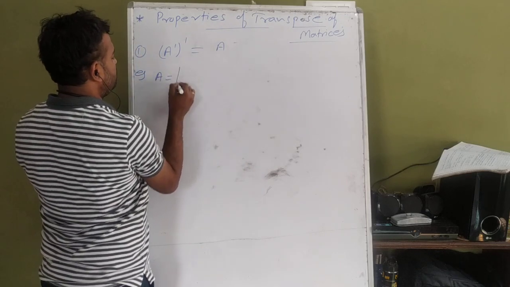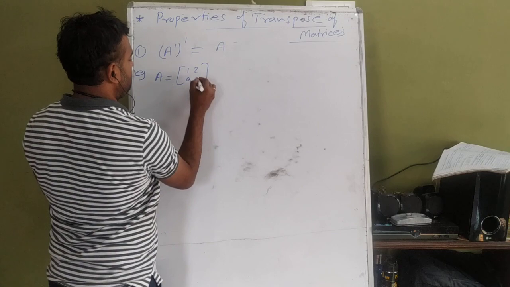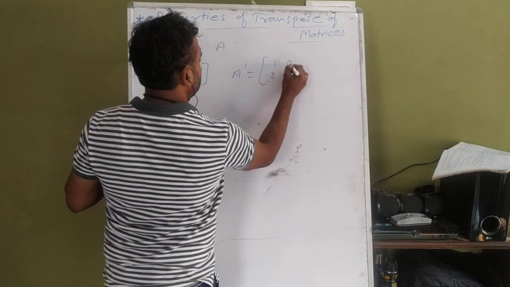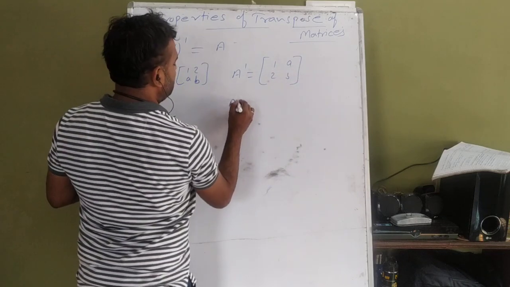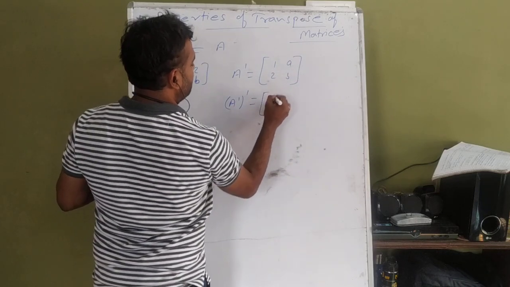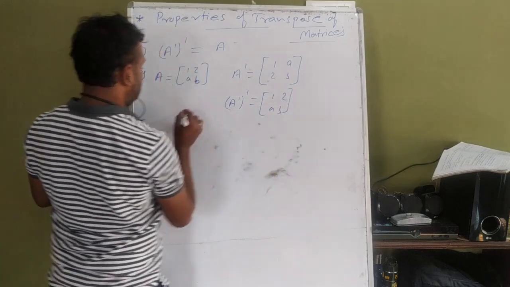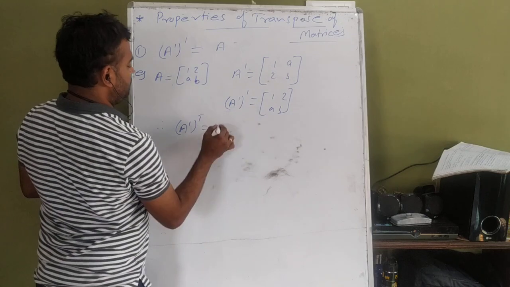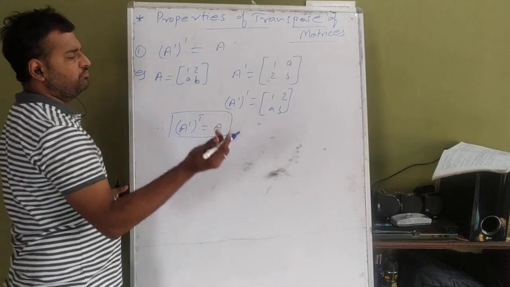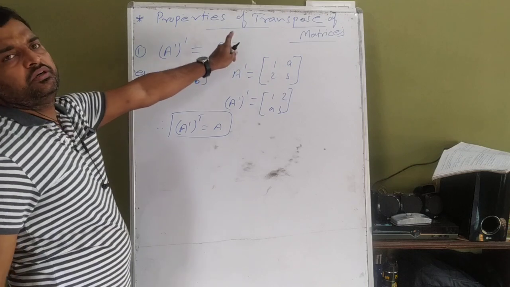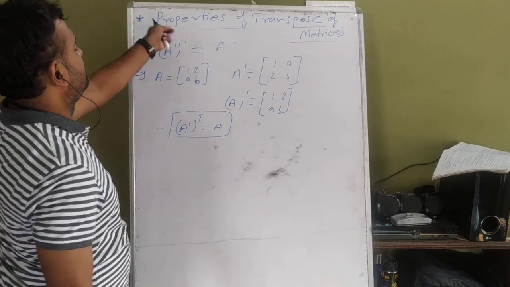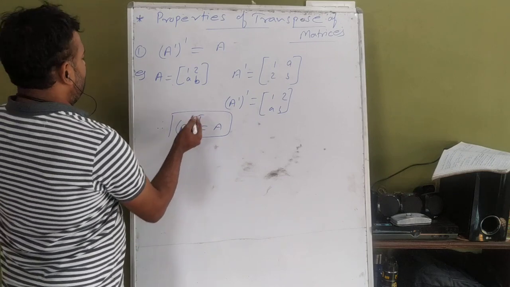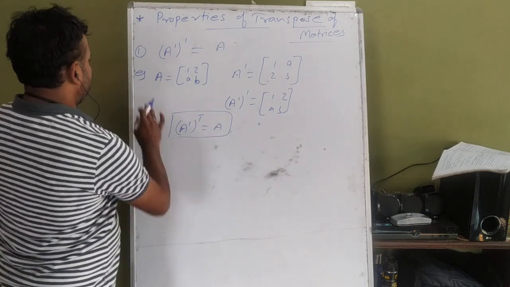Example: A is equal to [1 2; A B]. Find A transpose, that will be [1 2; A B]. Again find the A transpose, whole transpose. Then again [1 2; A B]. Then we see here (A transpose) whole transpose, we are getting A. This is a very simple result. Two times if you transpose a square matrix, then we will get the same matrix. Not only a square matrix, any matrix can be there.